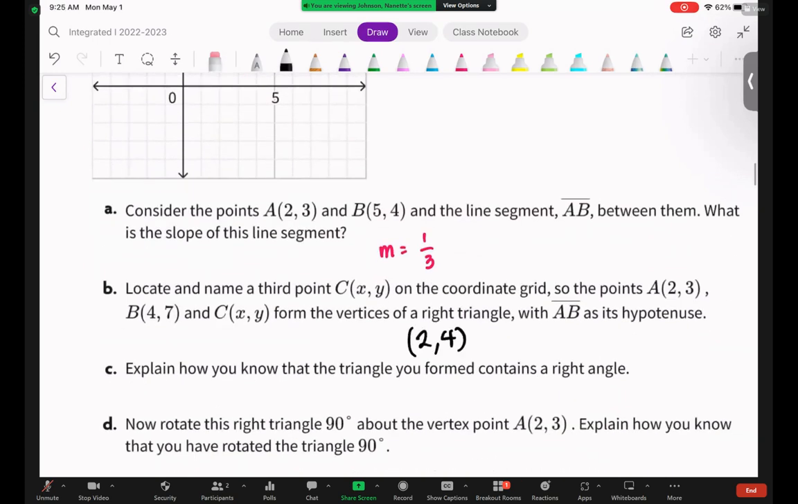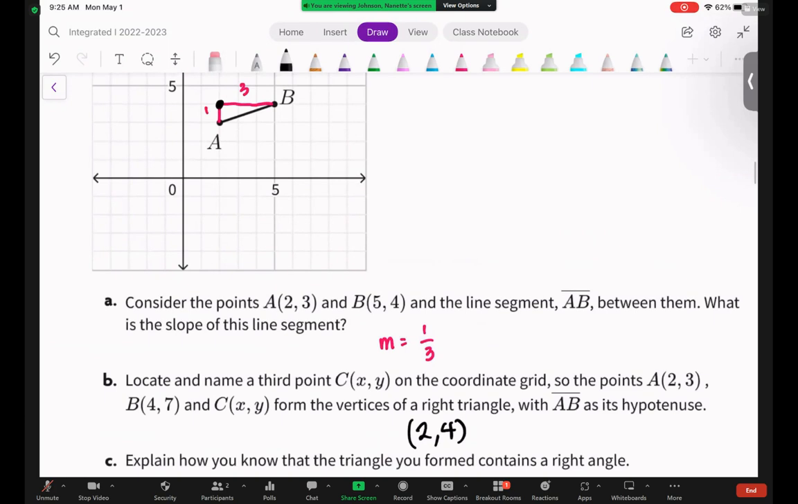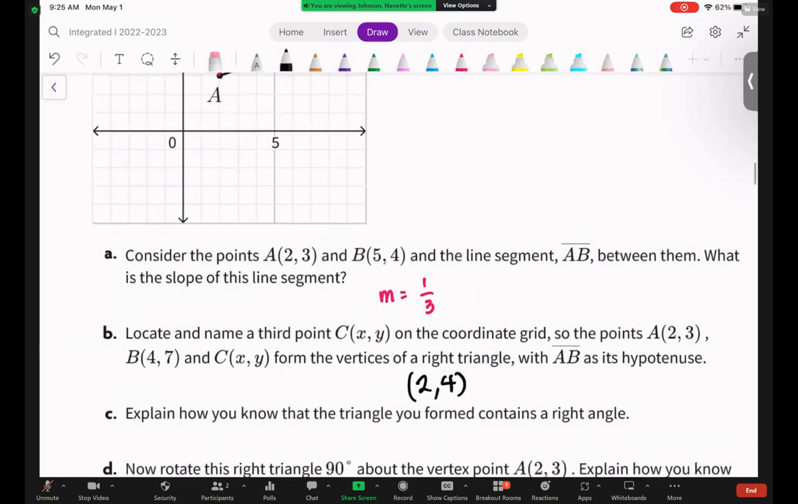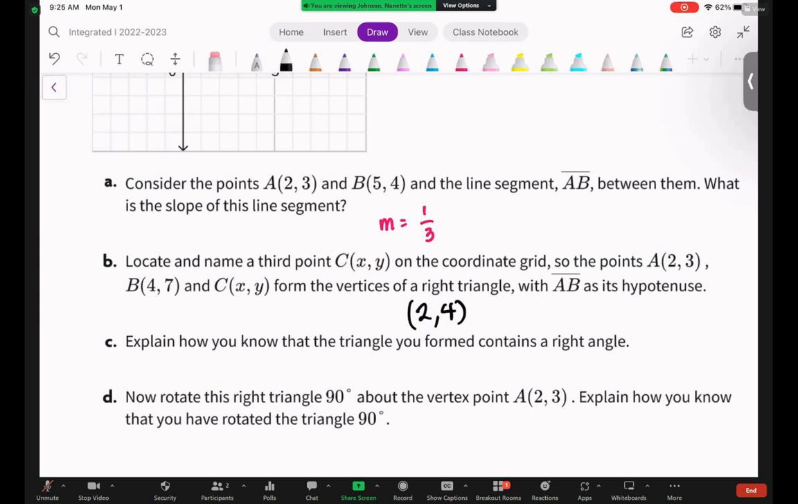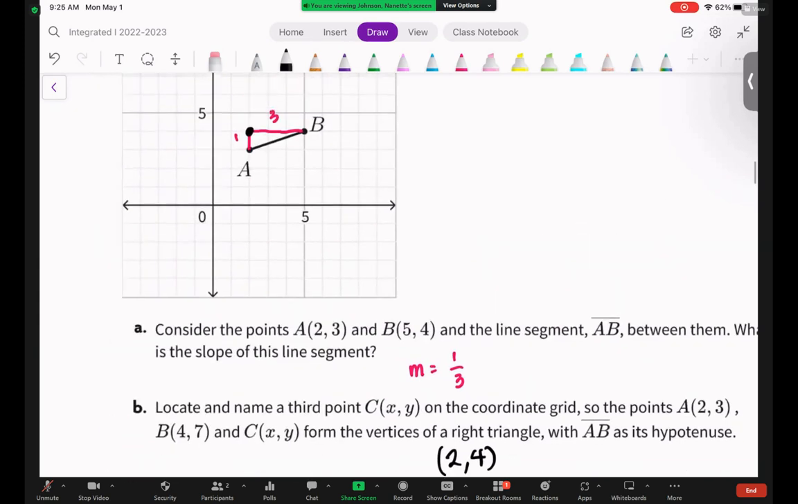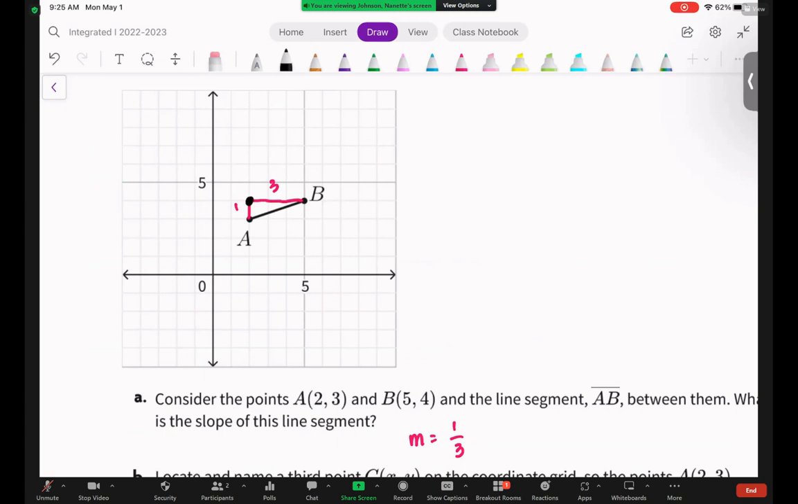Now again, you can use this other point. It doesn't really matter. Explain how you know that's a right triangle, which you did. Now rotate this 90 degrees around 2, 3, and explain how you know that you have a 90-degree angle. Okay, so now I want you to do this one. Now the way we started was we took this line here and we rotate it this way. So go ahead and do that and find your triangle.